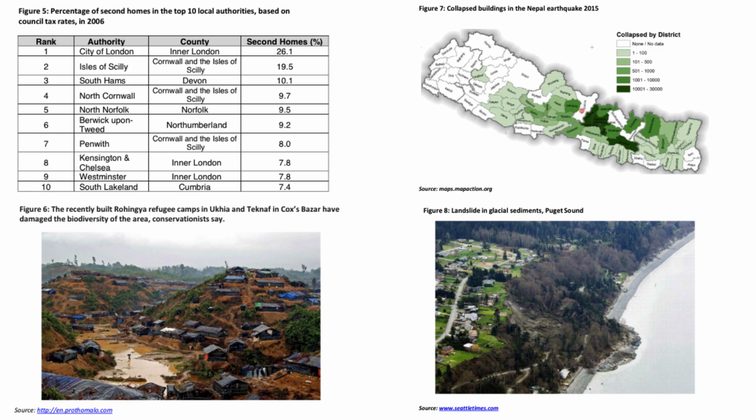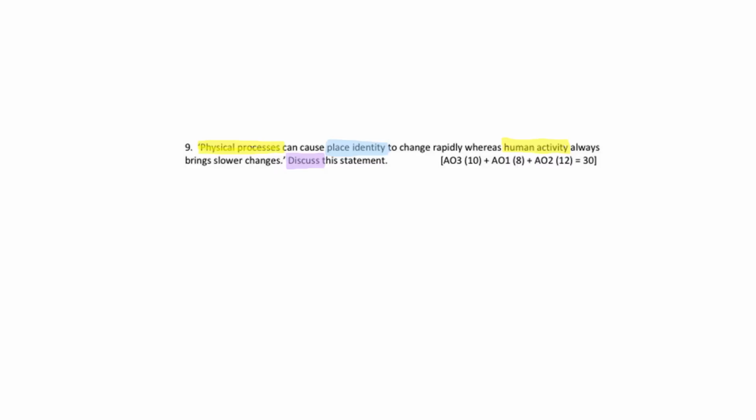Earthquakes are pretty damn quick, aren't they? So that's going to cause a place to change really quickly, as is mass movement. Those are both going to be seconds and or minutes, aren't they? So much quicker. So we've got 2 human, 2 physical, both causing change in places at different speeds. And what you would then do is you would talk about that in a specific and meaningful way.